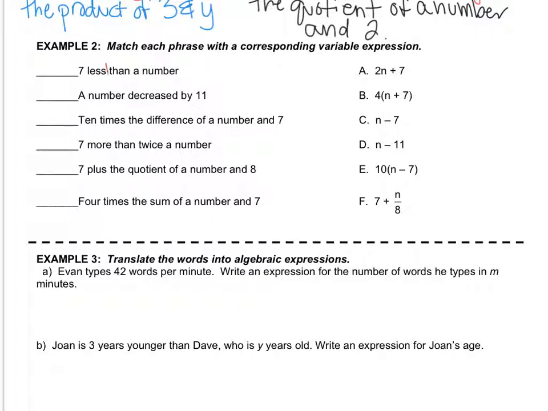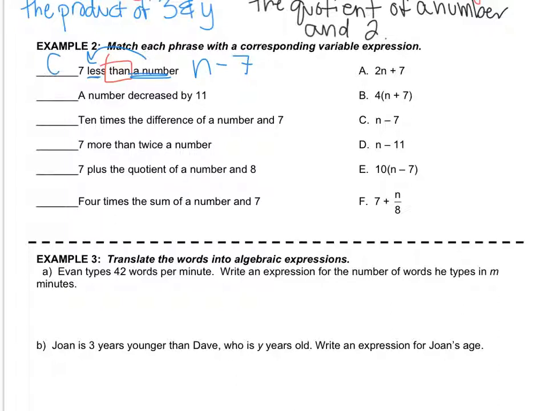I know than is a flip word. So what that means is you're going to start with labeling a number first. Remember, a number can just be some letter, x, or if you look over here, all the letters are n, so let's change that to an n. So I have n, and if I come back and get the rest, 7 less means to subtract. How much am I subtracting? 7. So the first one is going to match up with C.